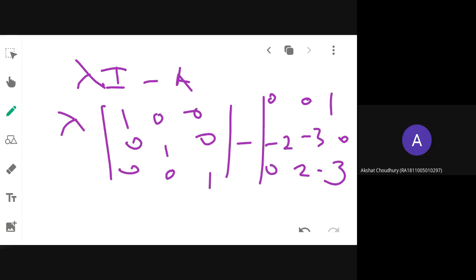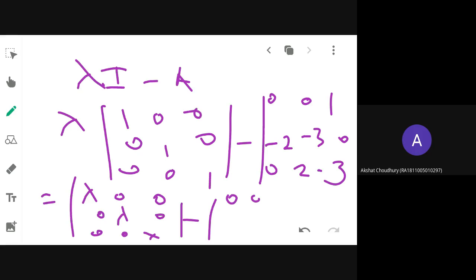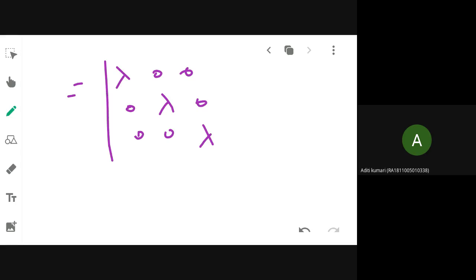This will be lambda 0 0, 0 lambda 0, 0 0 lambda, minus the matrix A. After subtracting, what will be the matrix? Lambda 0 minus 1. Again, I'm writing it in order to clarify matters.